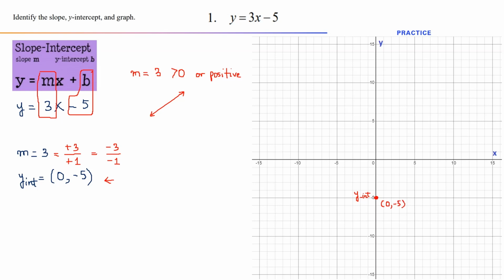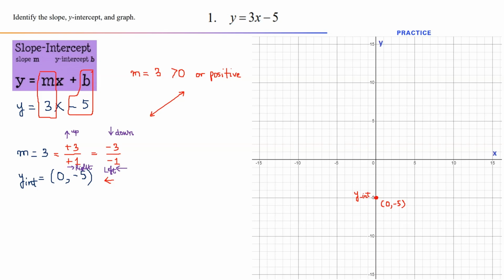Now we have to find another point. So either we go up 3 units and then we run to the right 1 unit, or we go down 3 units and then run left 1 unit. So how do we represent it on the graph?